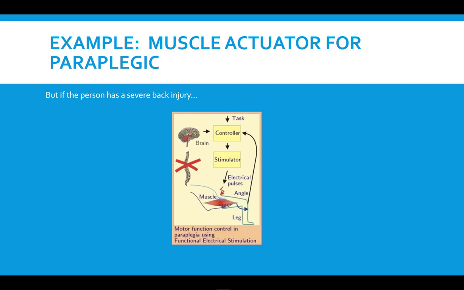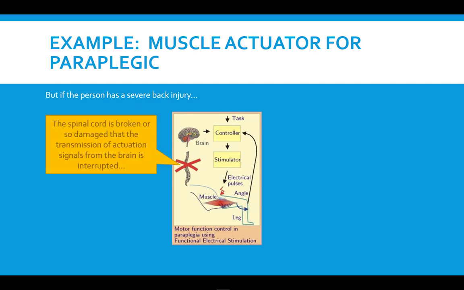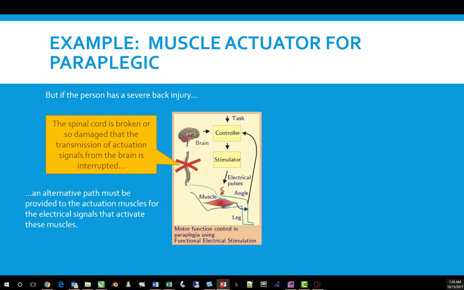But what happens is that if we have a person that has a severe back injury, a person who's broken their back and perhaps severed their spinal cord, then the control signals from the brain down to the muscle to actuate the leg are interrupted. So we have to find an alternative path to actuate those muscles, since the primary path, the natural path down the spinal cord, is not working.